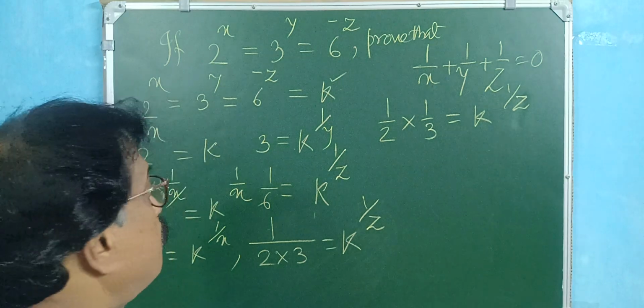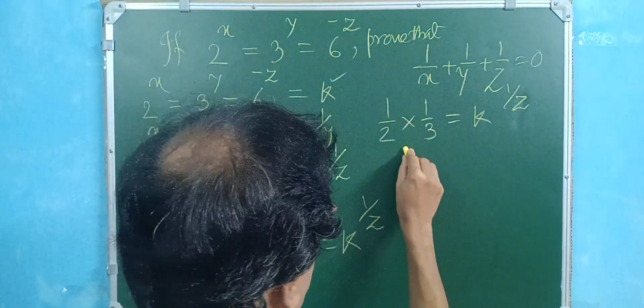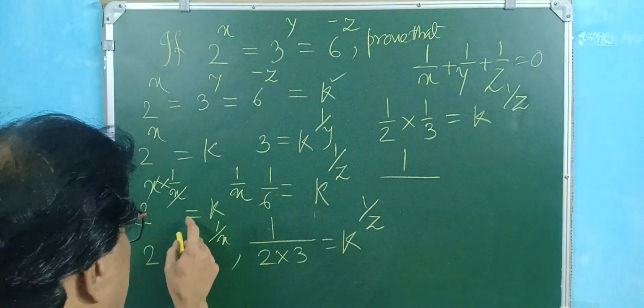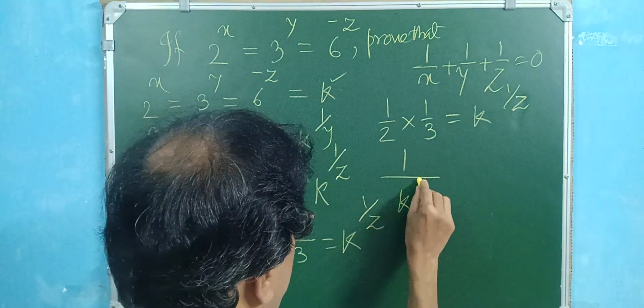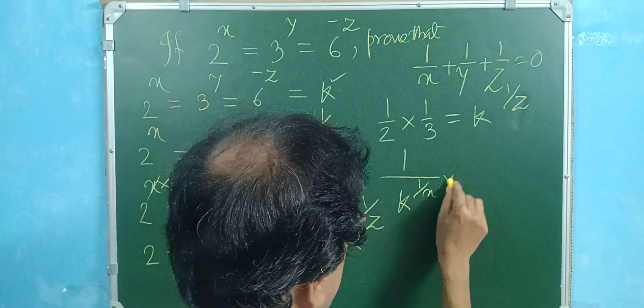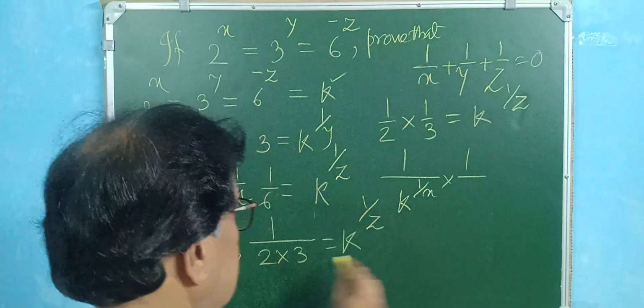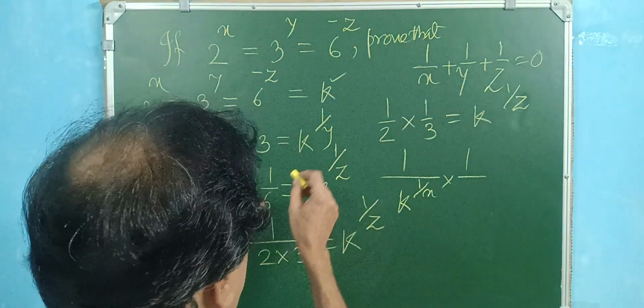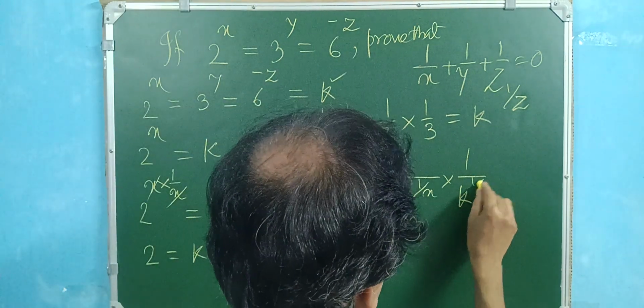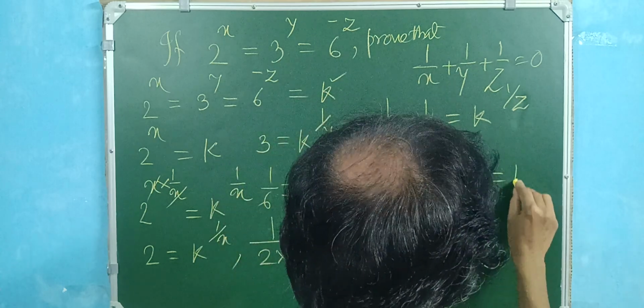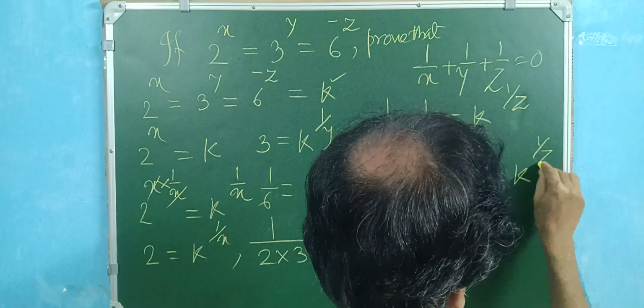Now what's the value of 2? 2 is k to the power 1 by x. Now what's the value of 3? 3 is k to the power 1 by y. That is equal to k to the power 1 by z.